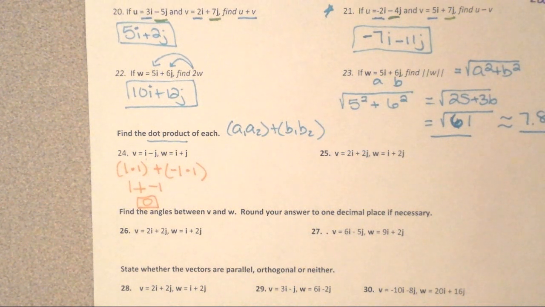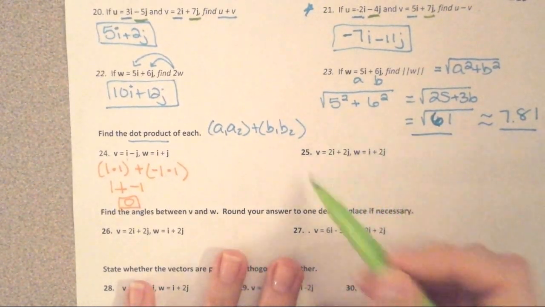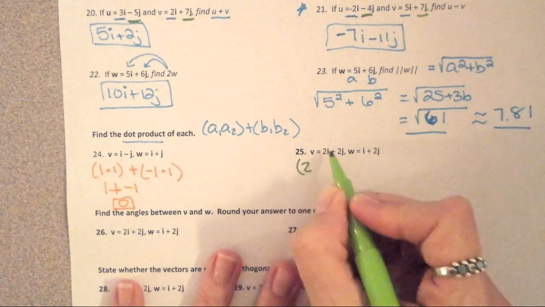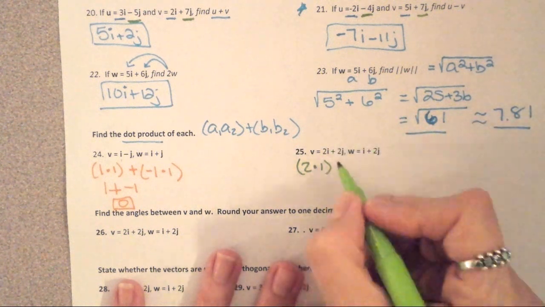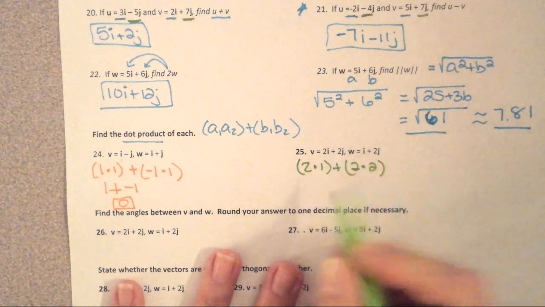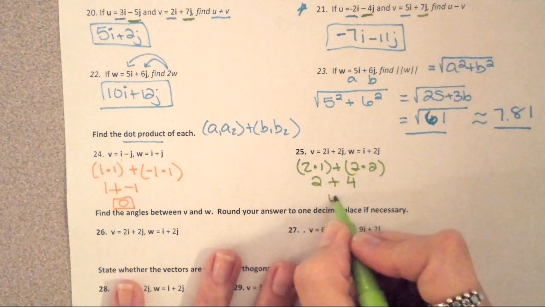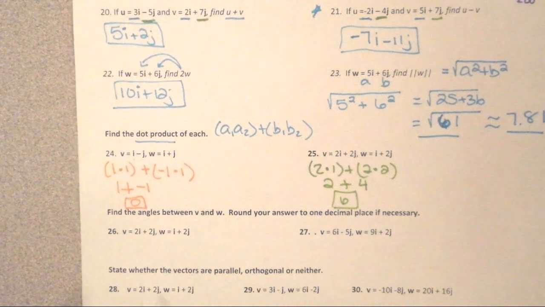Go ahead and pause the video, go try the next one, and then check back. All right, on the next one, we're going to do the same thing. I'm going to write down my two A's, so 2 times 1. My A here is 2, my A here is 1, plus my B is 2, and my other B is 2. 2 times 1 is 2, 2 times 2 is 4, 2 plus 4 is 6. There we go.